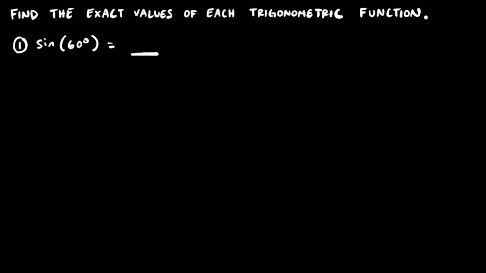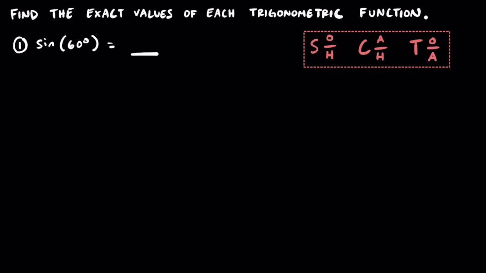To find this exact value without a calculator, we're going to need to know a little bit of background information. For starters, we're going to want to know the ratios for the three main trig functions. For sine of an angle measure, it's going to be the opposite over hypotenuse. For cosine of an angle measure, we're going to have the adjacent side over the hypotenuse. And for the tangent of an angle measure, we will have the ratio of the opposite side length over the adjacent.